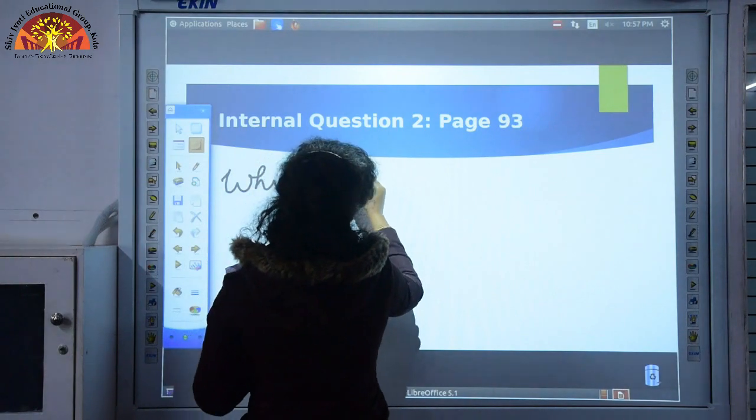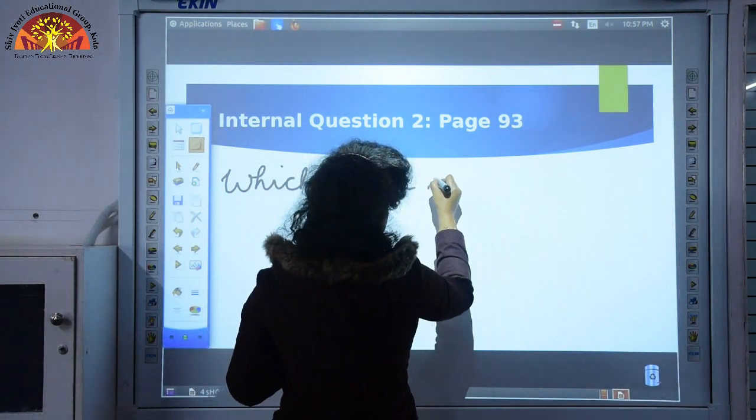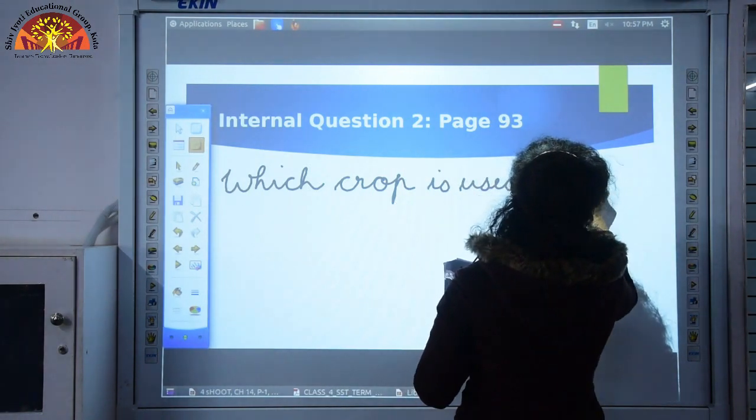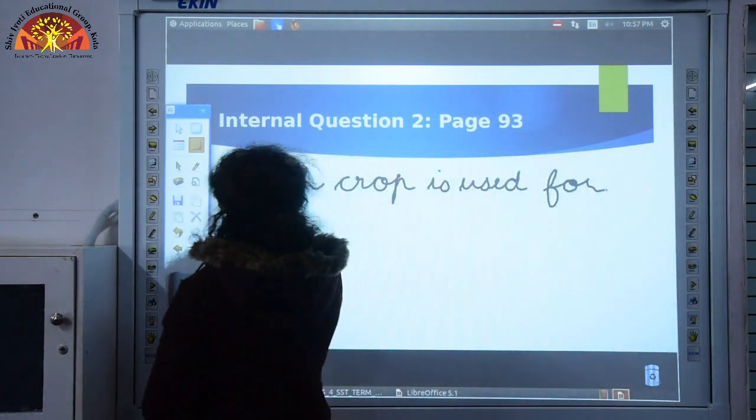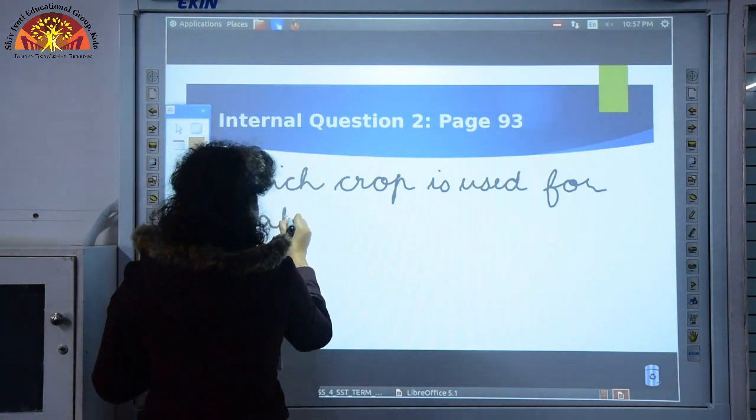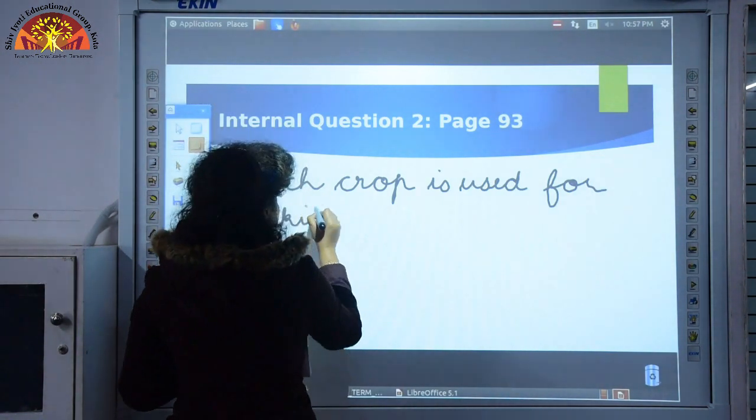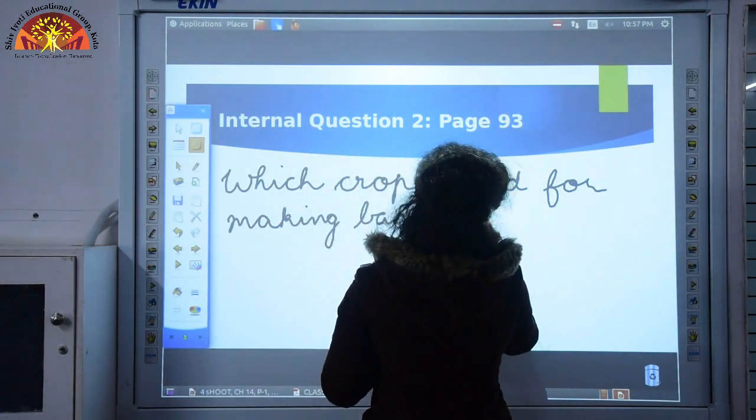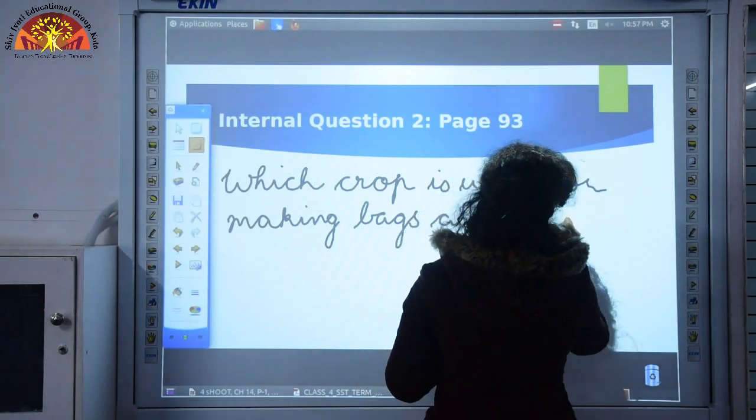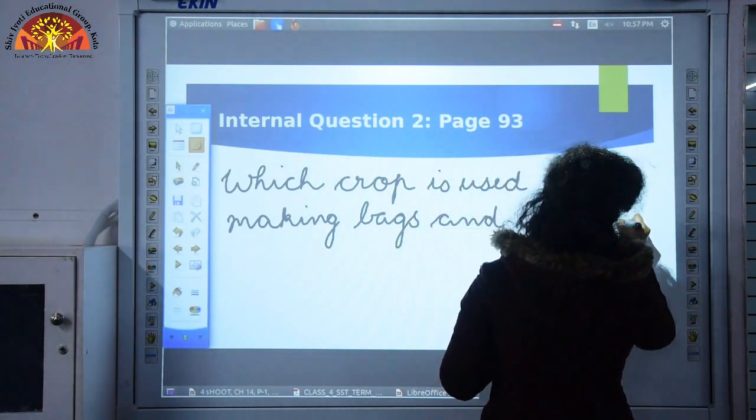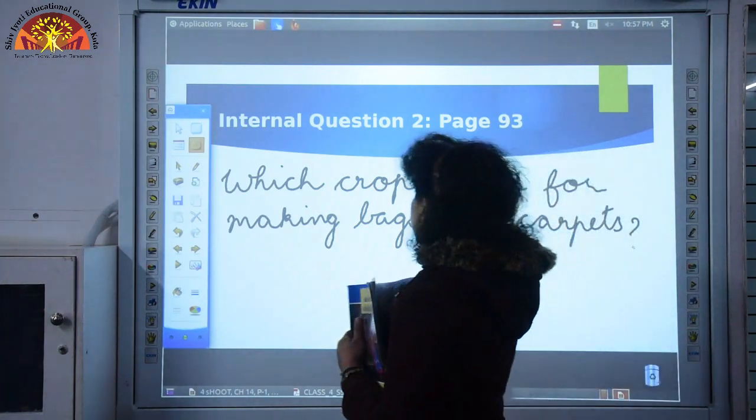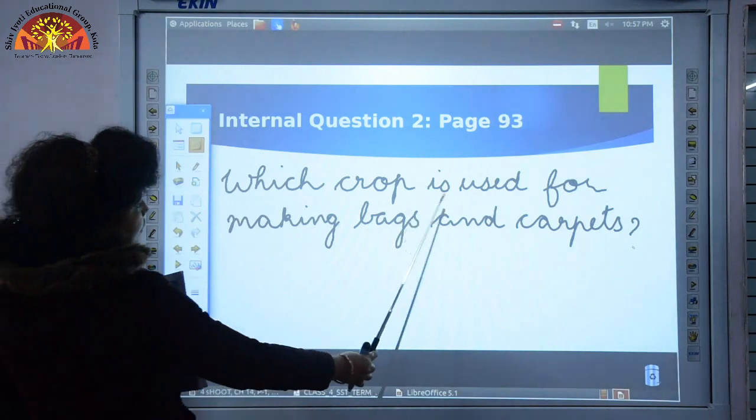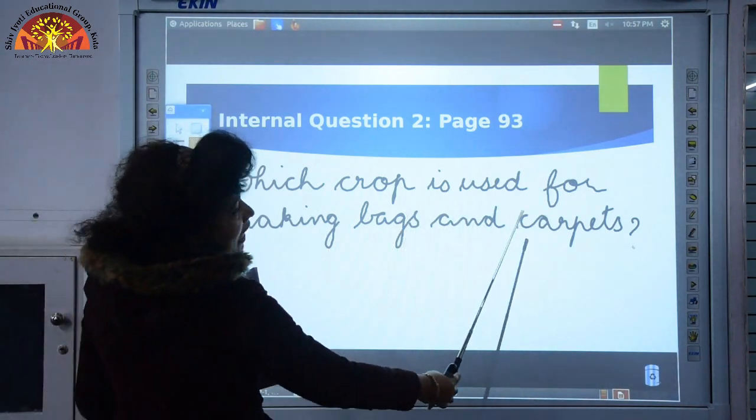which crop is used for making bags and carpets? Your question is, which crop is used for making bags and carpets?